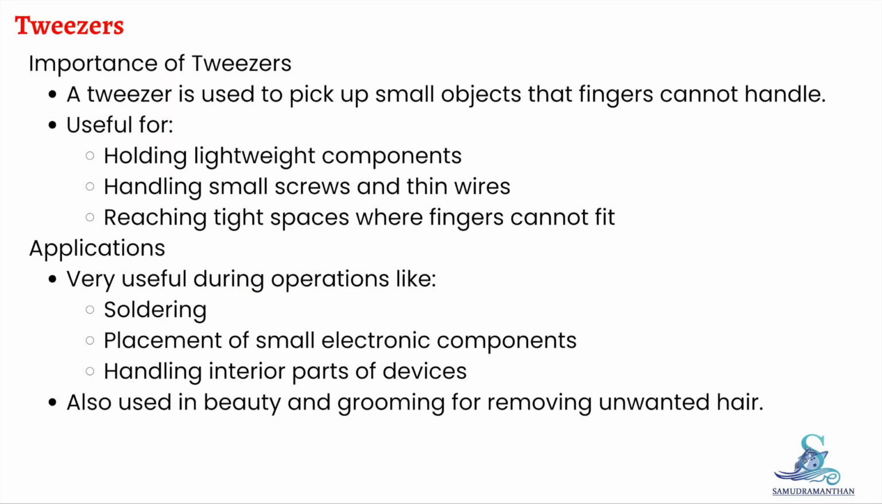Finally, let's discuss tweezer. A tweezer is a tool used for picking up small objects that cannot be handled easily with the human hand. Tweezers can hold lightweight objects like screwdrivers, small screws, very thin wires, and tiny components. Their slim and precise structure allows them to reach places where human fingers simply cannot reach. Tweezers are extremely useful during soldering operations, electronic component placement, and handling small internal parts of devices.